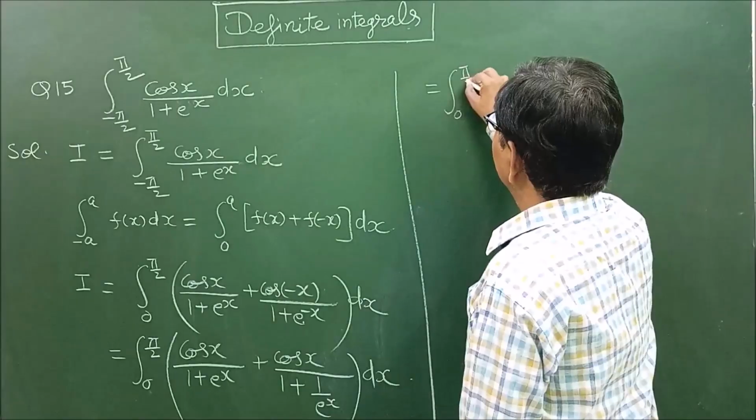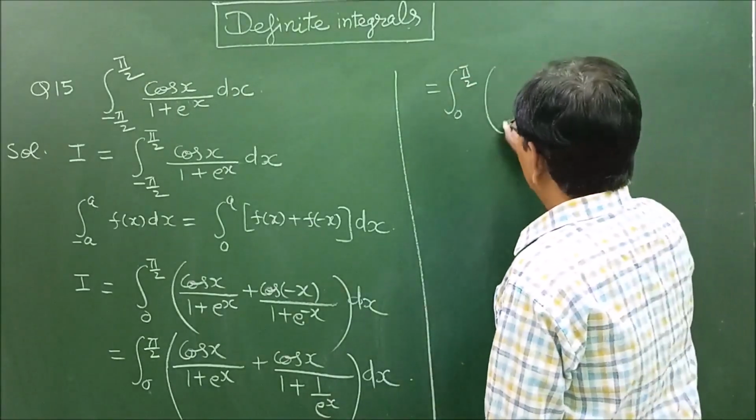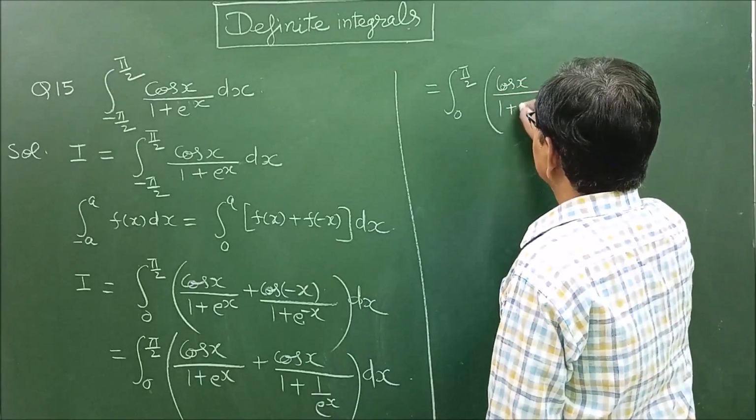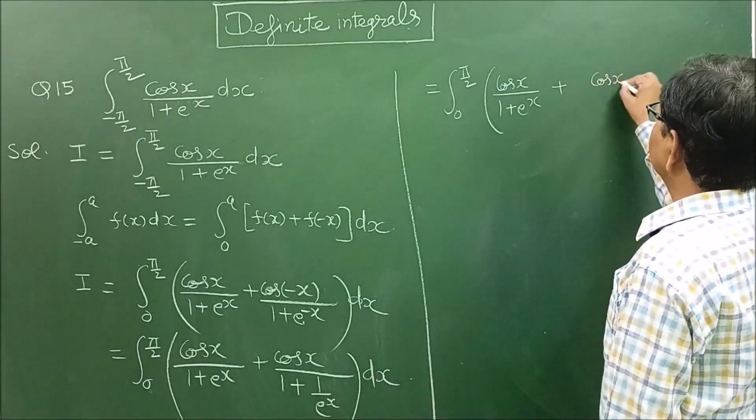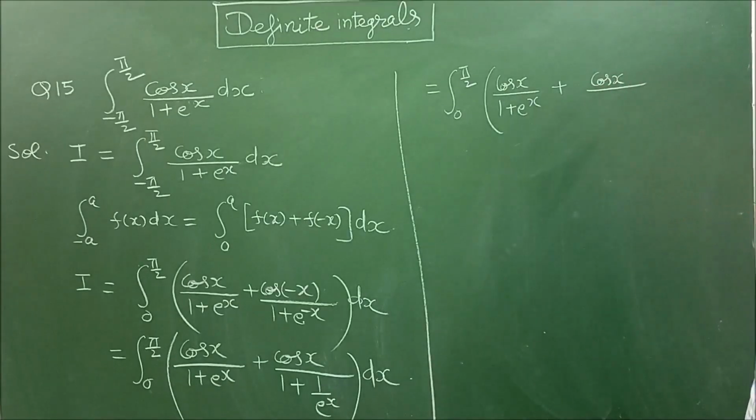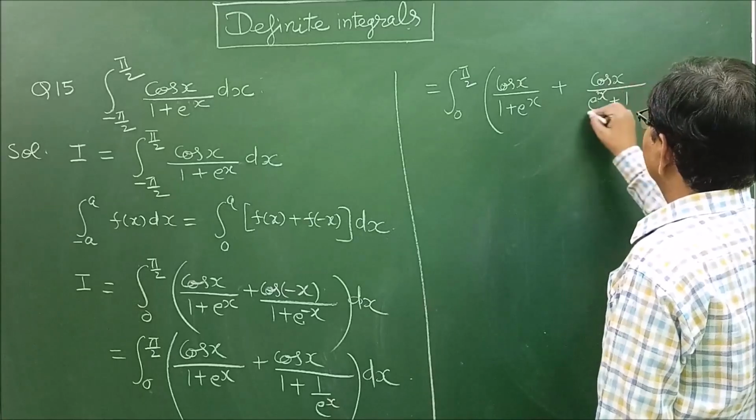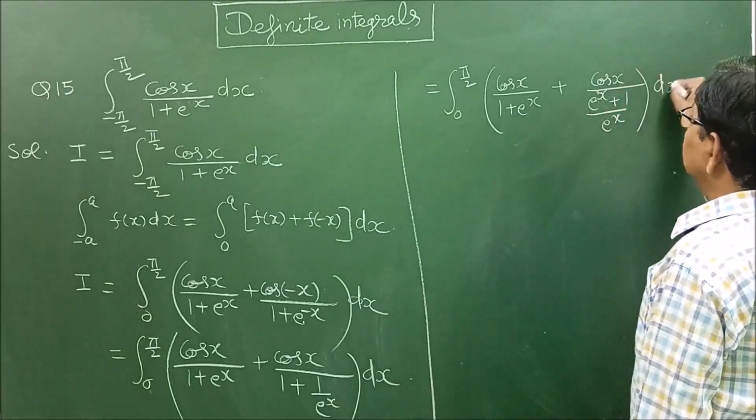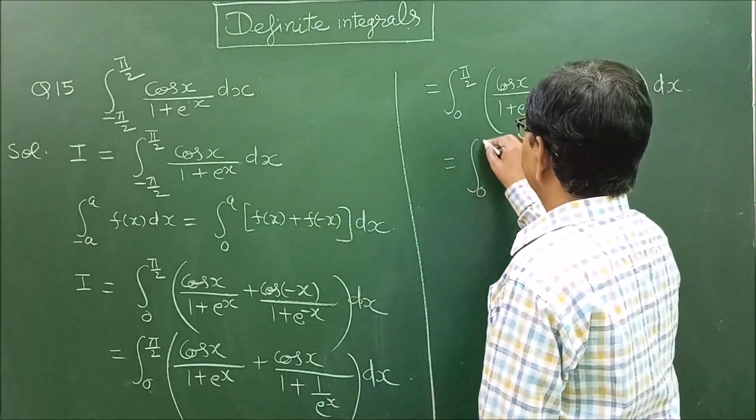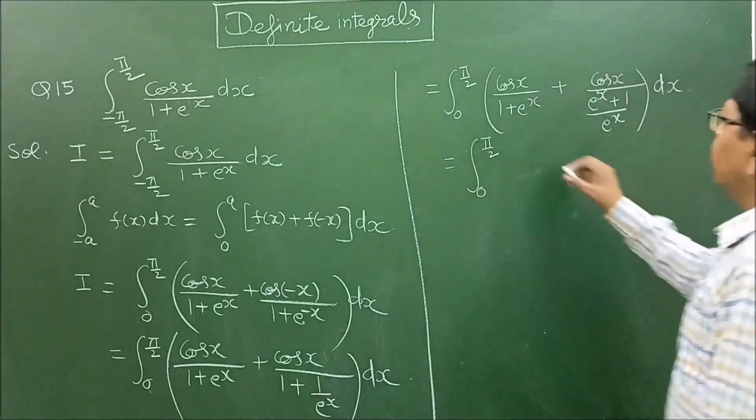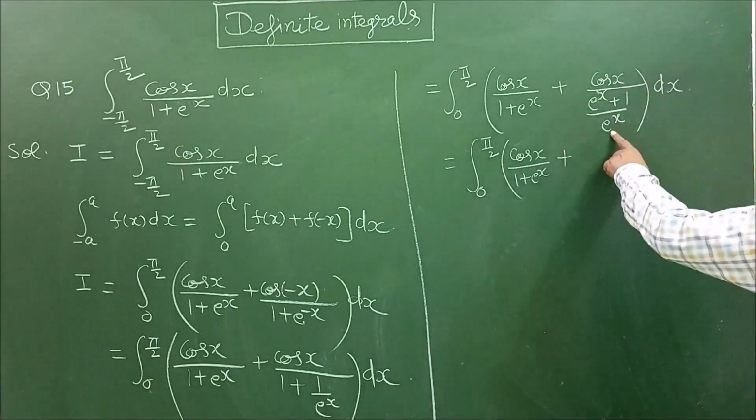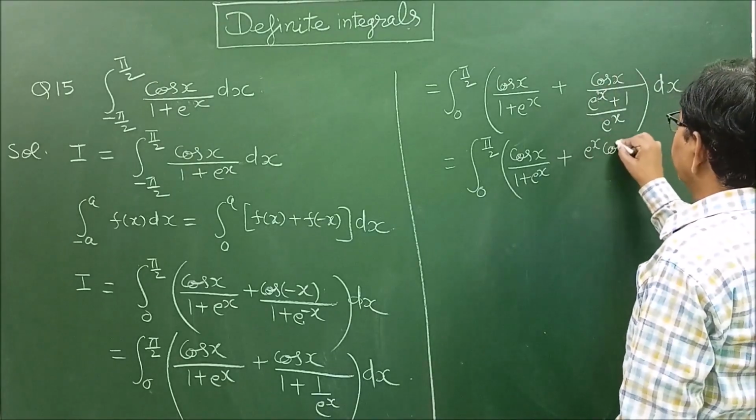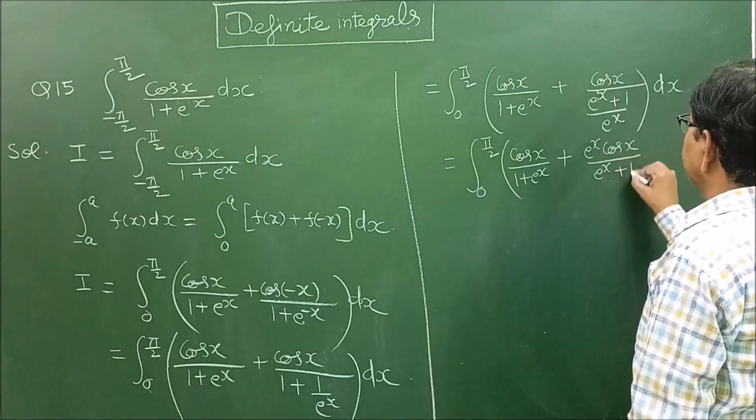Which on further simplification, 0 to pi by 2 cos x upon 1 plus e^x plus, taking the LCM in the denominator, cos x upon 1 plus e raised to the power x plus 1 upon e raised to the power x dx, which is equal to 0 to pi by 2 cos x upon 1 plus e^x plus e raised to the power x will be multiplied in the numerator, e raised to the power x cos x upon e raised to the power x plus 1 dx.